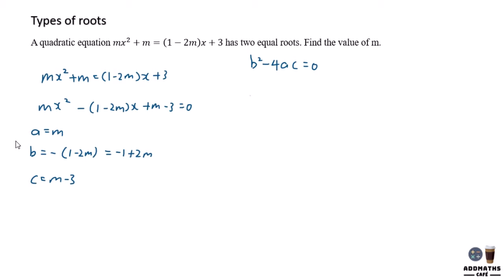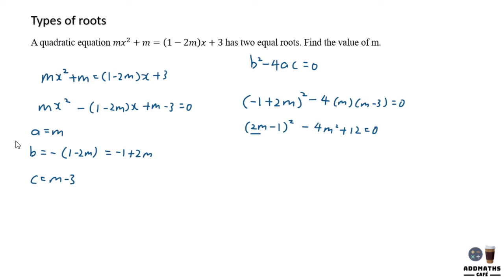So in this case, apply everything into the formula, b squared minus 4ac, apply the values in. For a, which is m, and c, which is m minus 3, equal to 0. So this is with a square. To expand this is very easy. Make sure your unknown is in front, then it will be easy for you to expand it. To expand a quadratic power, first write it as a bracket times itself.